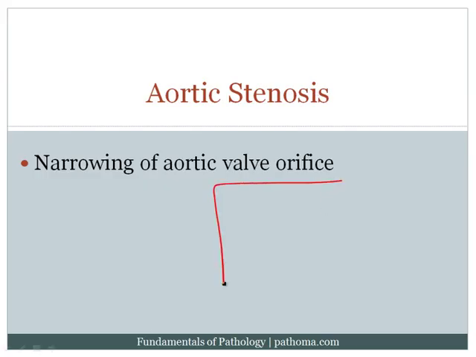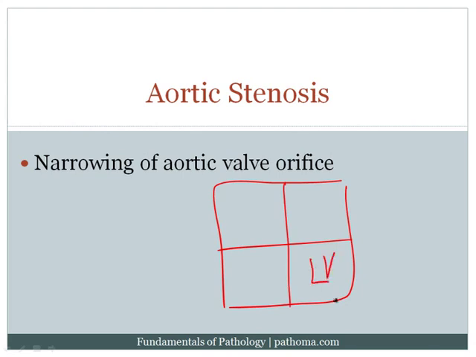Switching gears and moving to aortic stenosis, this is a narrowing of the aortic valve orifice. Now again, this is the left ventricle here, and of course the aortic valve would be opening here. If you narrowed the opening or the window of this valve, that would be called aortic stenosis. Now normally the valve opening is about 4 centimeters squared, but in aortic stenosis it becomes less than 1 centimeter squared.